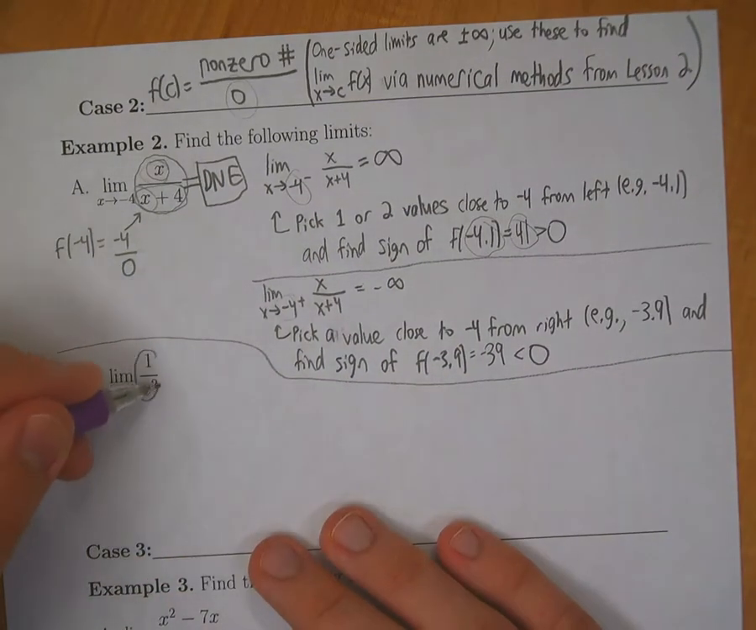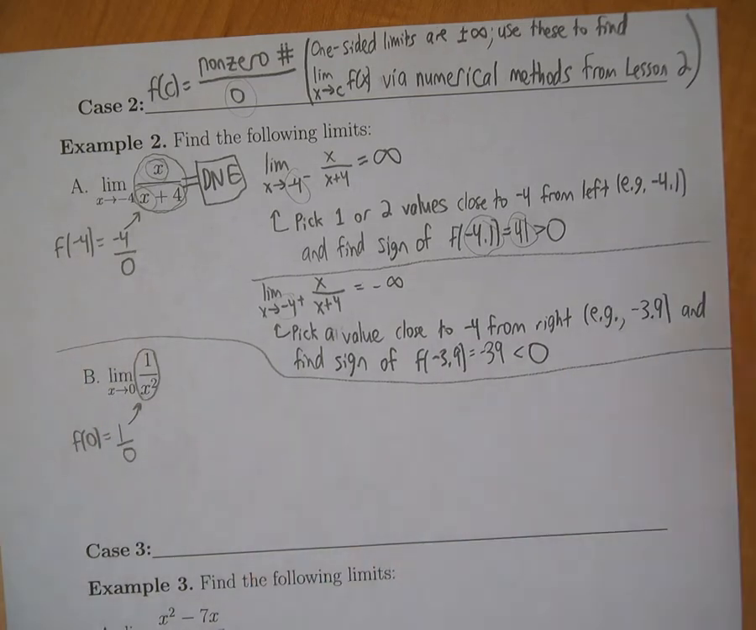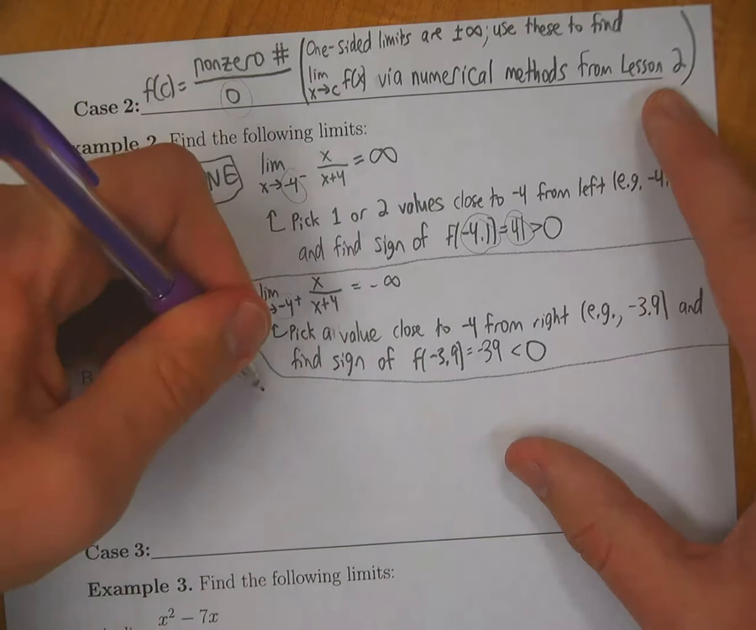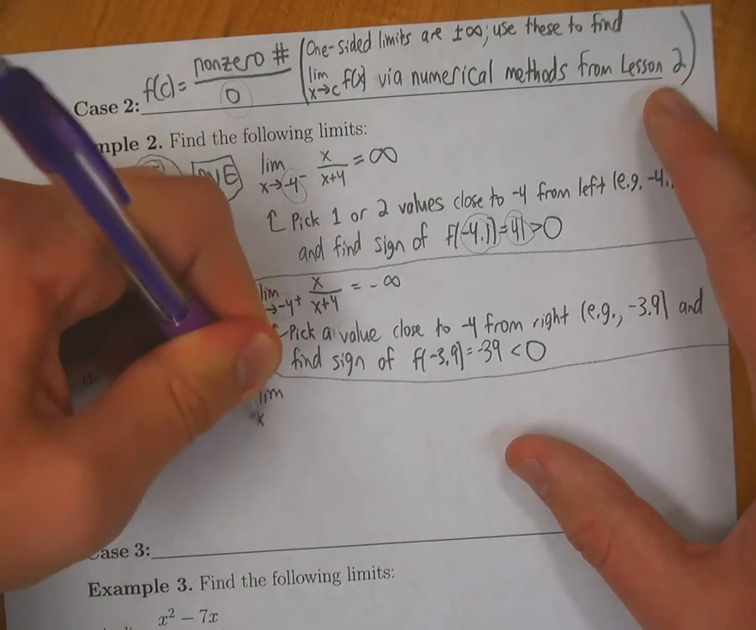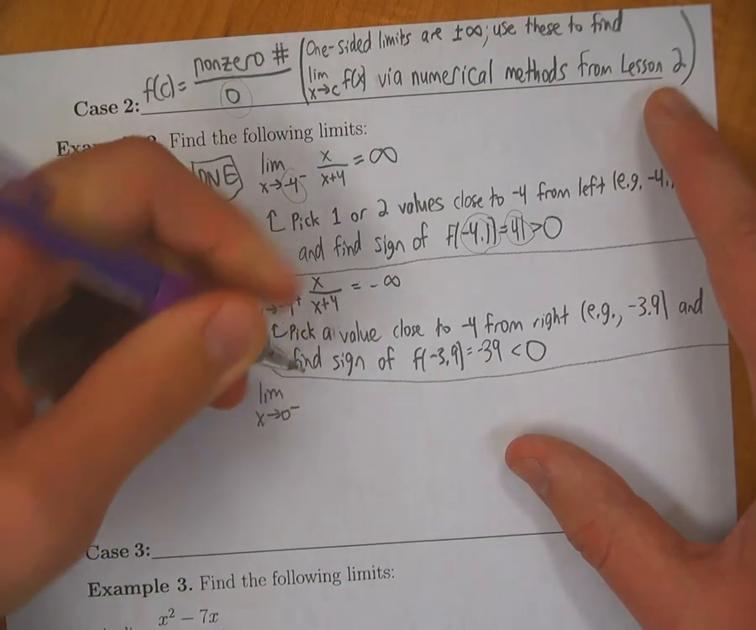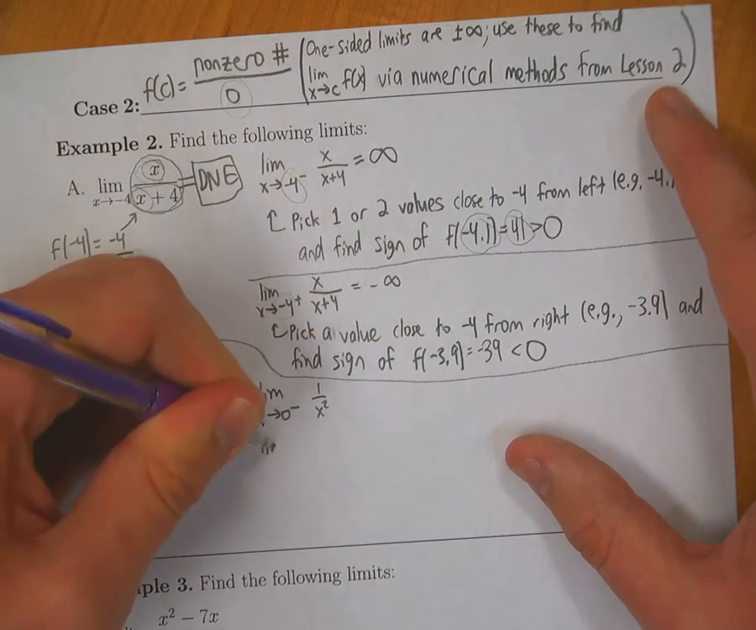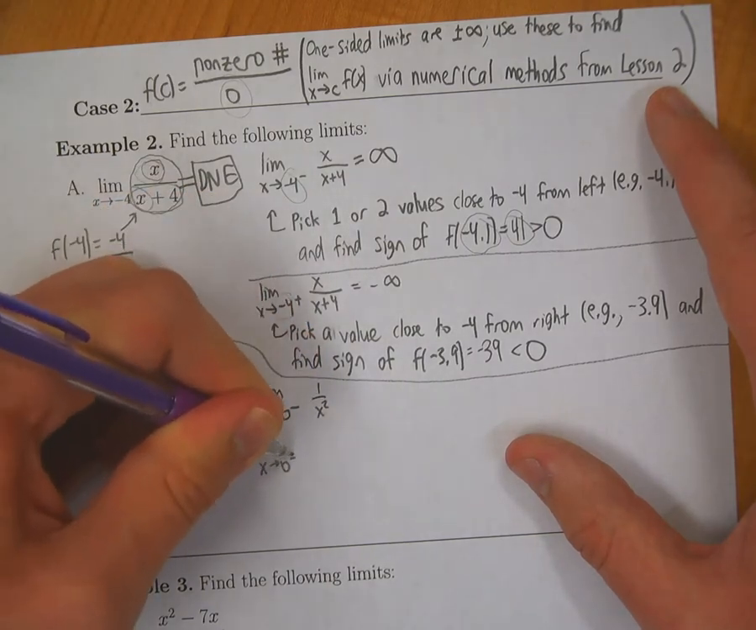Now let's do the same thing with part B. So we have 1 over x squared here. As before, if we let x equal 0 straight away, we're just going to have 1 over 0. So we again have to deal with the one-sided limits. Again, focus on the limit as x approaches 0 from the left of 1 over x squared, and the limit as x approaches 0 from the right of 1 over x squared.